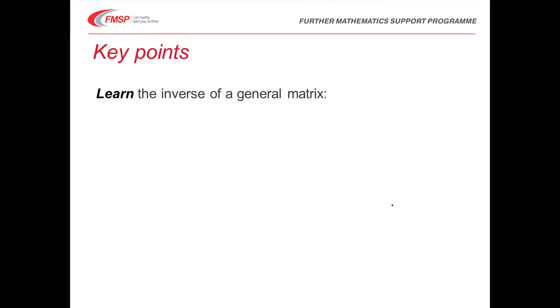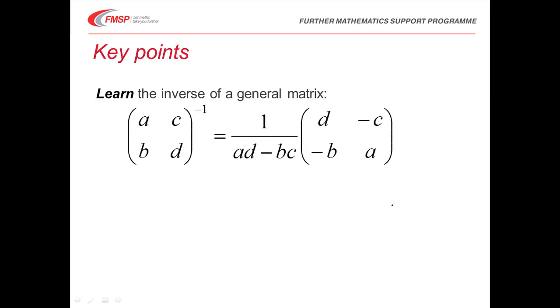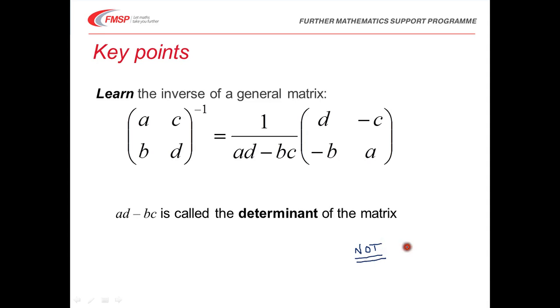So let's have a look at the key points you need to know. The inverse of a general 2x2 matrix. AD minus BC is called the determinant of the matrix. And note that the determinant is just the denominator. The determinant is not this expression here. You multiply your matrix by 1 over the determinant to find the inverse.